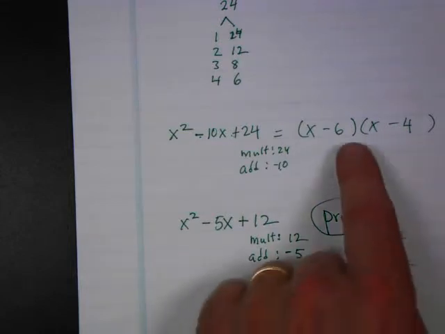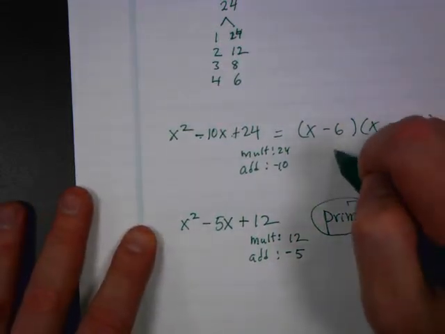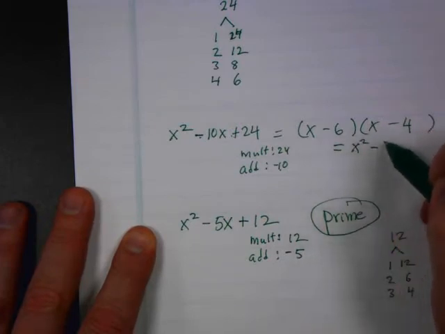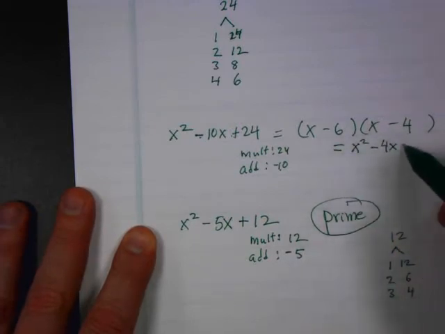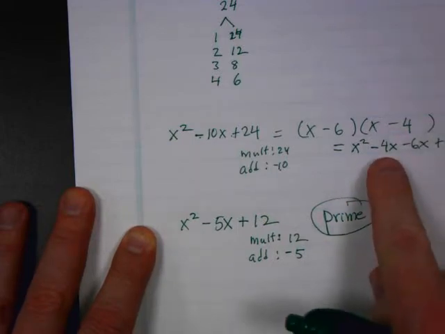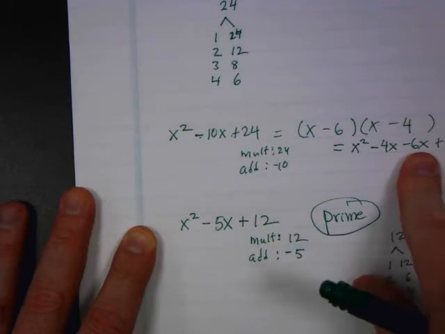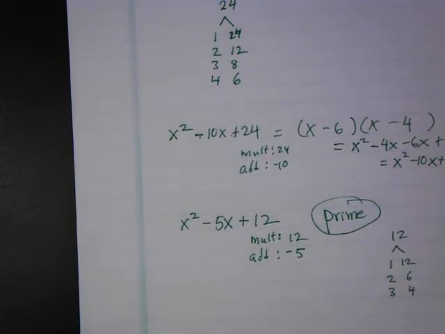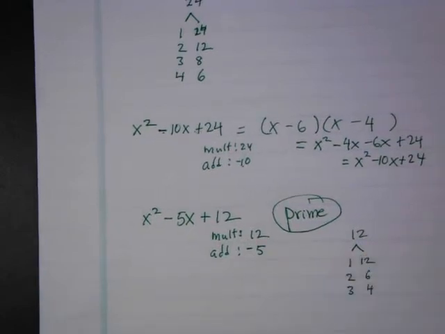All right, so here's a nice thing about factoring. You can always check your answer. So this would be x squared minus 4x minus 6x plus 24. What's minus 4x minus 6x? -10x. That's the wonderful thing about factoring. You can always check your answer real quickly. Just multiply them together and see if it works. Okay?